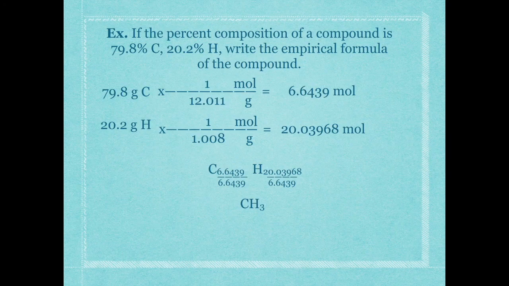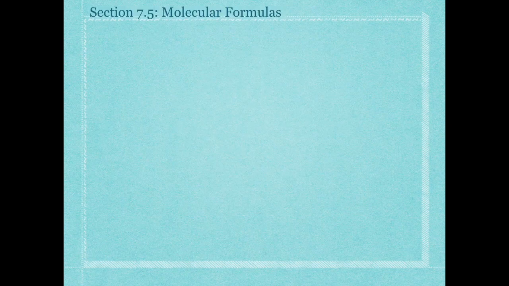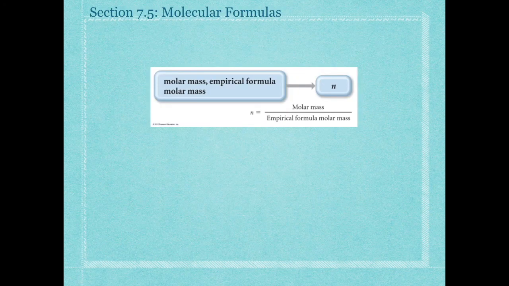Well, here's the problem. The empirical formula is not always what you would see in the real world. Instead, what you would see would be the molecular formula. So how do I go from empirical formula to molecular formula? Well, what I've got to do is take the molar mass of the molecular formula, which will be given to me, and divide it by the empirical formula mass. When I do that, I get a whole number. That's my N. What I need to do is take my empirical formula, multiply all of the subscripts by that whole number, and that will give me my molecular formula.